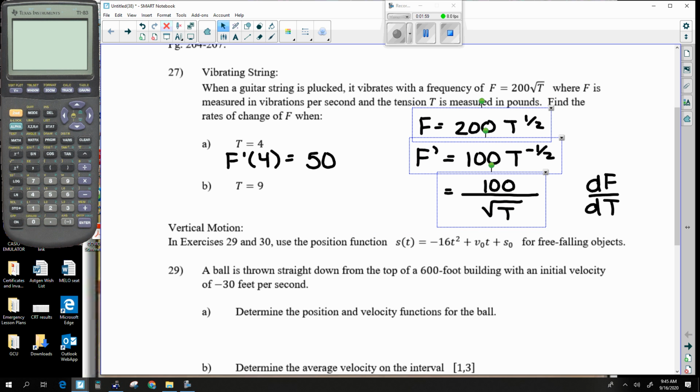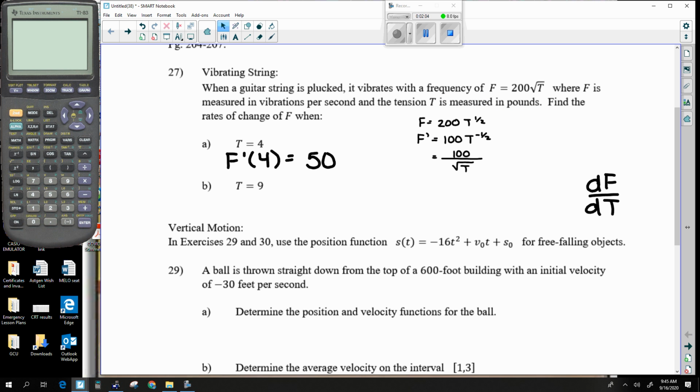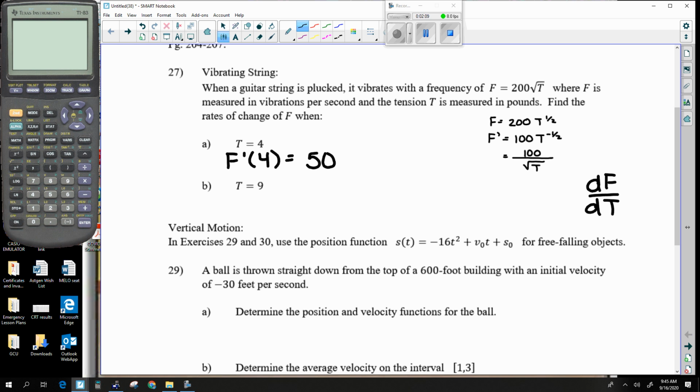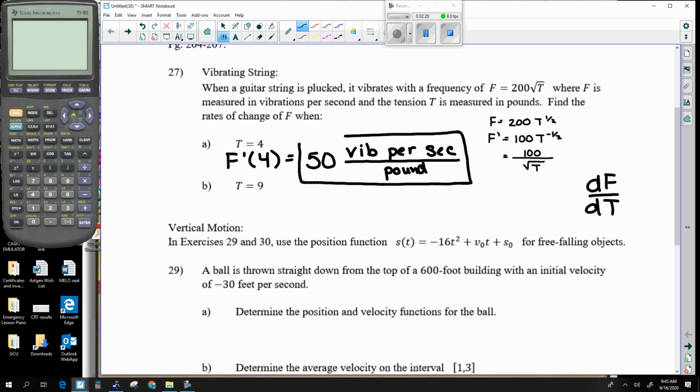So the numerator of this is whatever F is, and that's vibrations per second. As I said, the F on the top is vibrations per second. And the denominator is T, which is pounds. Okay. That is what the label is. First problem. All right, so that's that one right there.